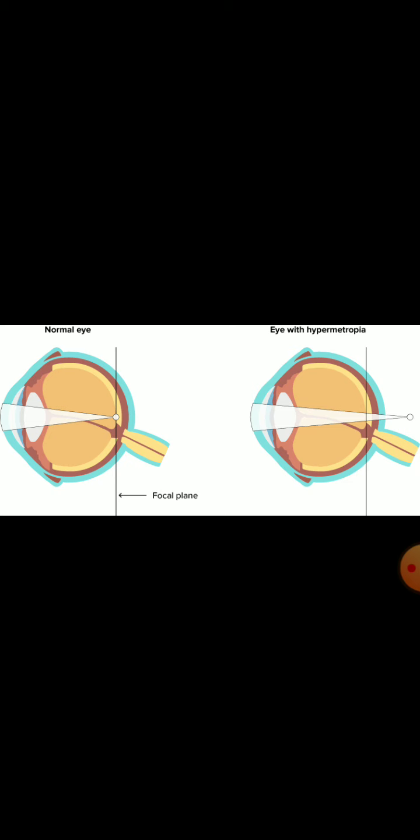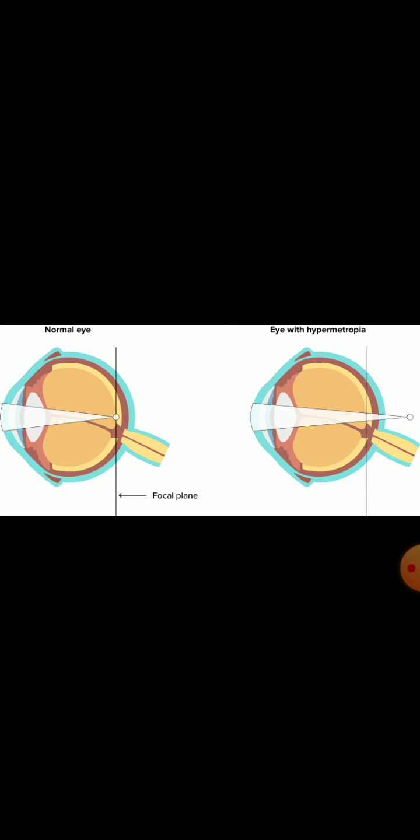So students, how will you remember? Hypermetropia means farsightedness. Farsightedness means a person can see far objects clearly but cannot see nearby objects clearly. So easy. When it was nearsightedness, that means a person can see nearby objects clearly. When it is farsightedness, a person can see far objects clearly. So simple, right?